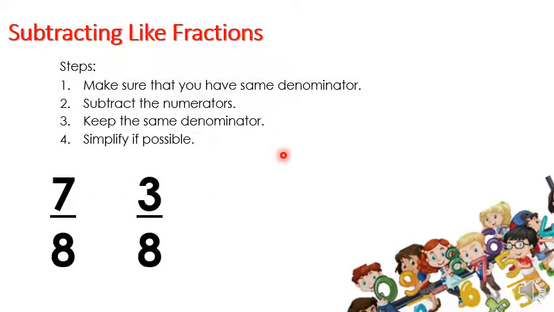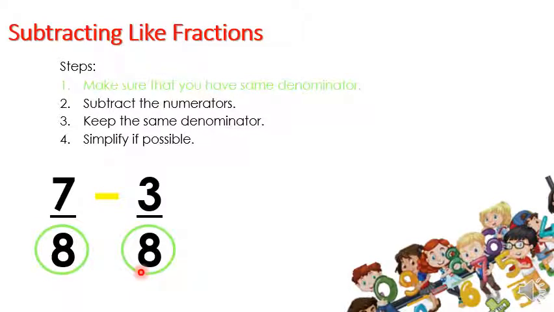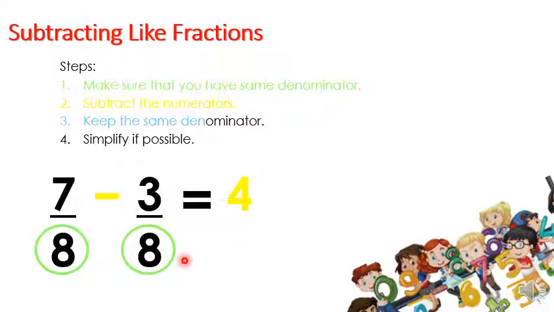So 7 over 8 minus 3 over 8. Do they have the same denominator? Yes. So what to do? 1, we subtract the numerators. 7 minus 3. The answer is 4. And we keep the same denominator, which is 8. Now let's check. Can I simplify this fraction?